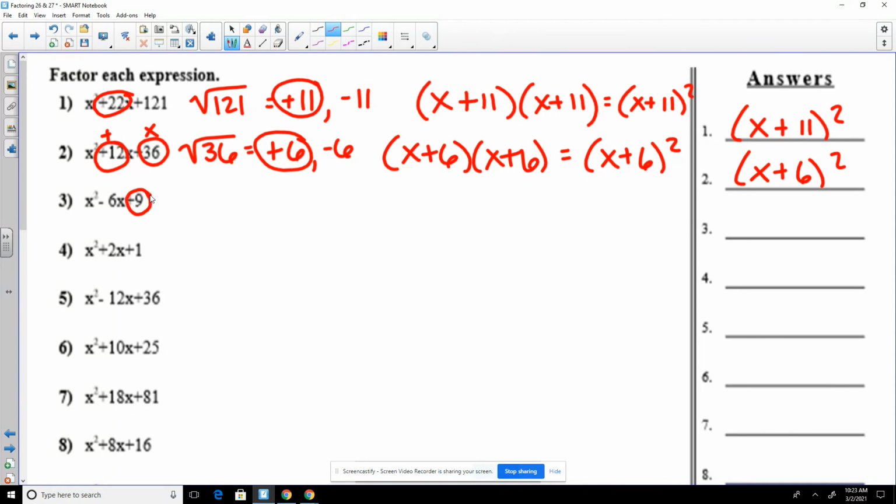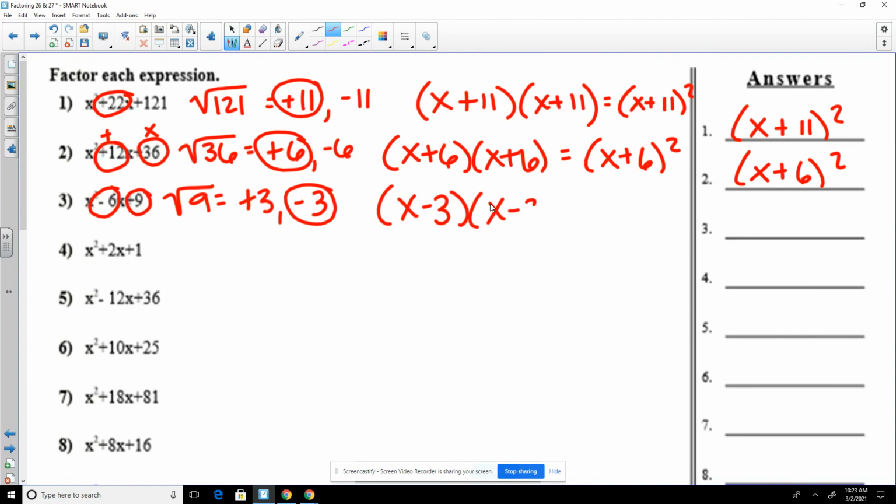Okay, my last term in number 3 is 9. I know the square root of 9 is positive 3, negative 3. My middle number that I need to add to is negative 6. Negative 3 and negative 3 makes negative 6. So my binomials are going to be x minus 3 and x minus 3, for my answer to be x minus 3 squared.